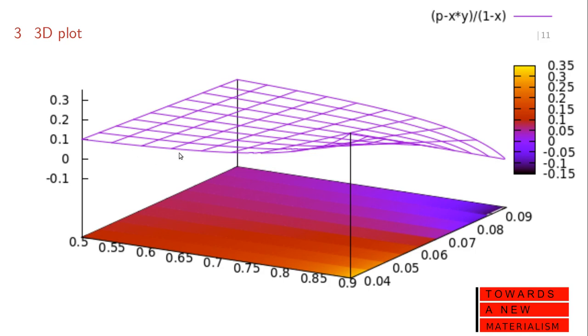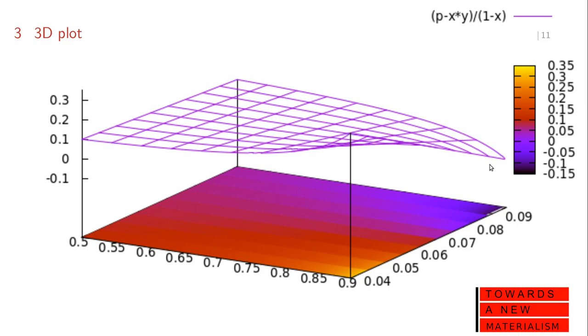You can plot this as a two-dimensional curve here, where we assume the rate of profit is 7%, the gearing ratio is along the x-axis here, the rate of interest along the y-axis, and the rate of profit of enterprise on the z-axis. And you get this curved surface, which is high when the interest rate is low, and low and negative when the interest rate is high.